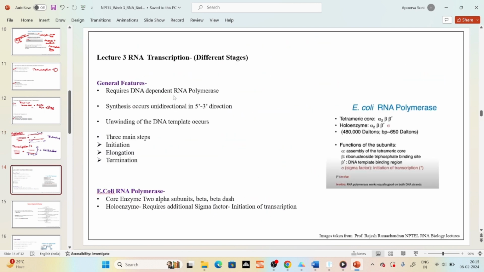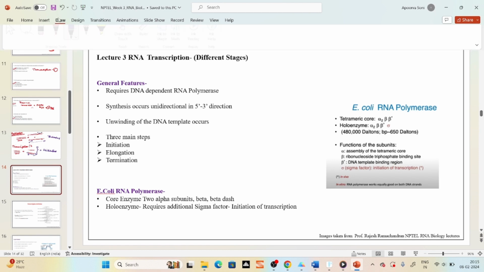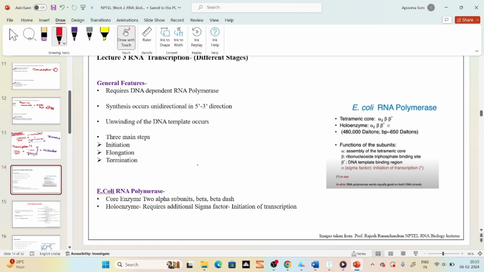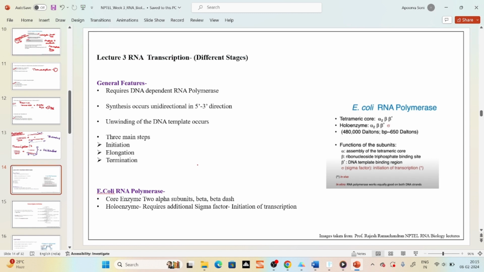Then we solved some questions, and this was the initial introduction. In the first lecture we studied the central dogma. In the second lecture we studied the initial description. Now we'll see one by one the various stages of transcription. So again, some general features about the transcription process. You can see some general features.